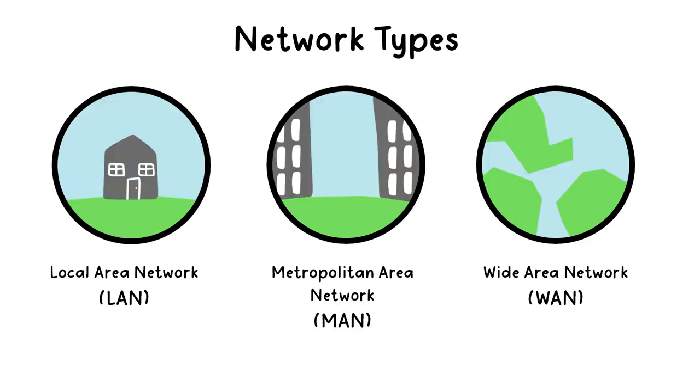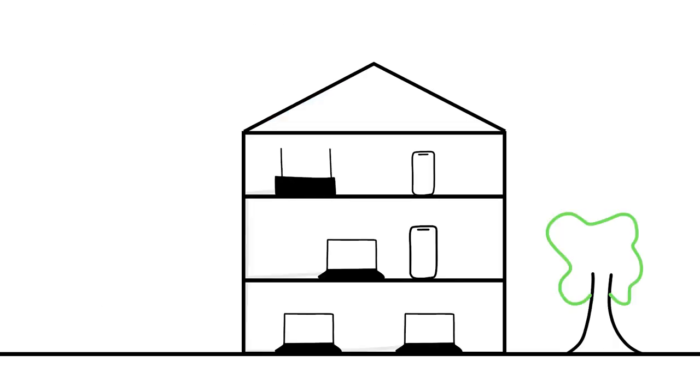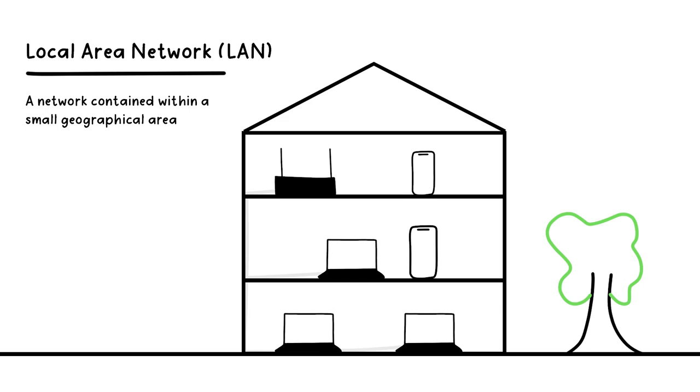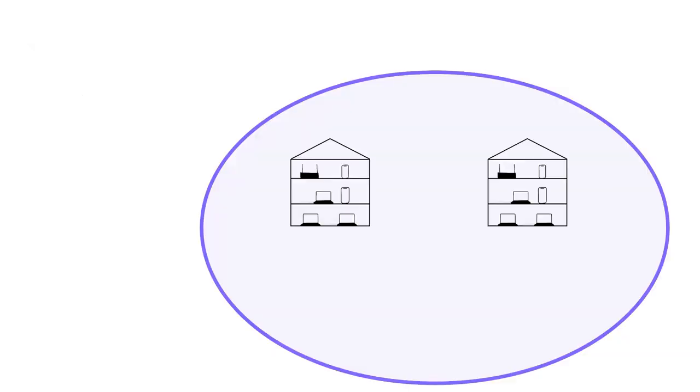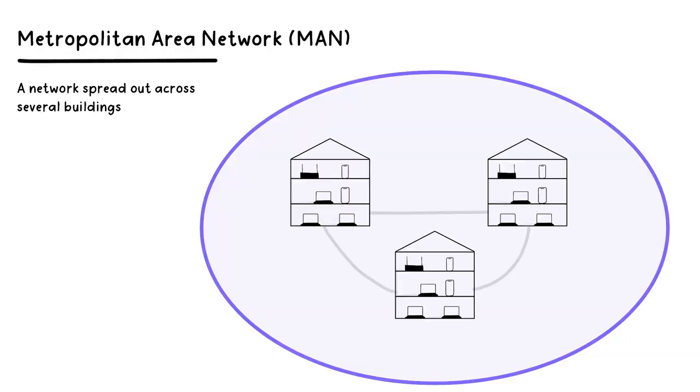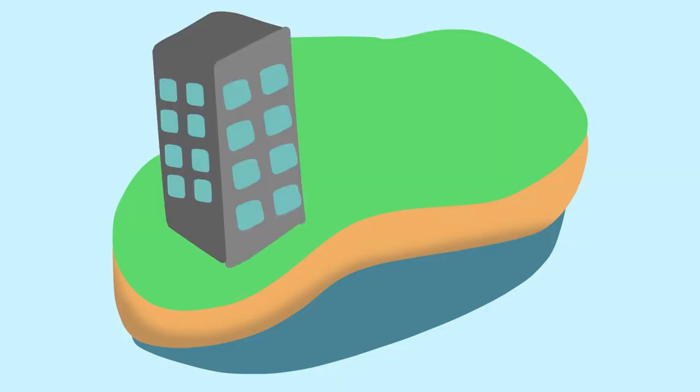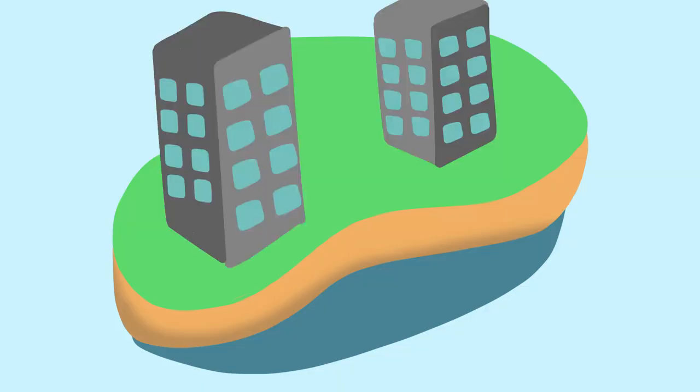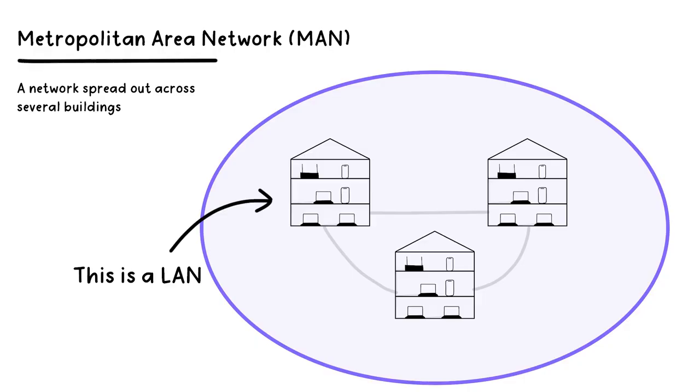Networks are usually categorized into a few types based on their size. If the network is contained within a small geographical area, it is a local area network. An example of this would be a small office or home network. The next step up is a metropolitan area network, which refers to a network spread across several buildings. For example, if a company has multiple offices spread out across different buildings, but connected to the same network, that will make up a metropolitan area network. Simply put, it connects multiple LANs together.